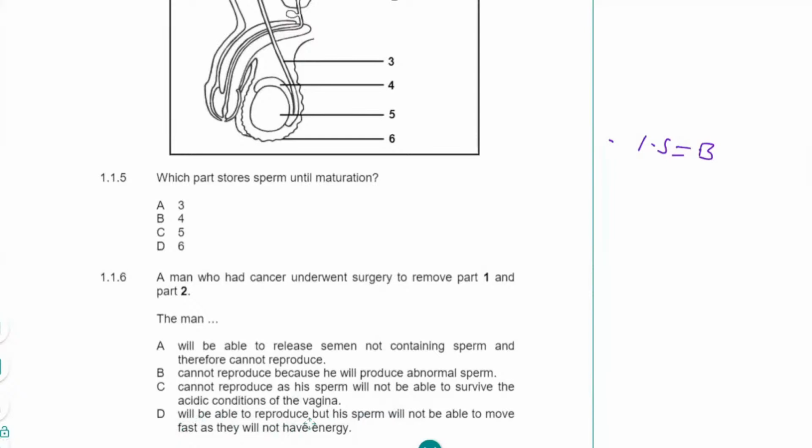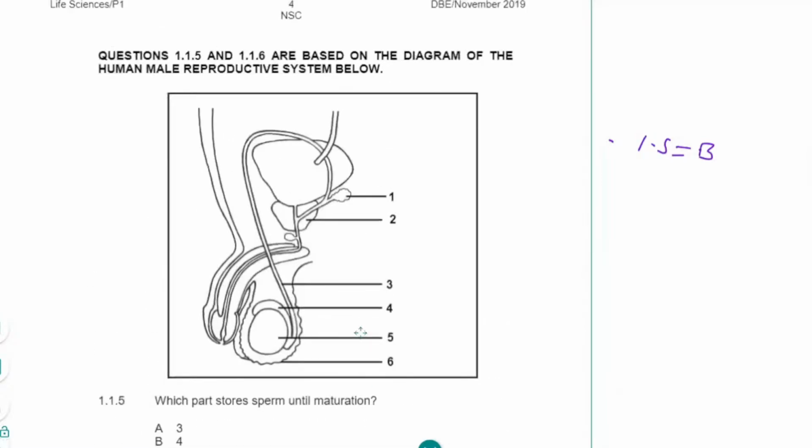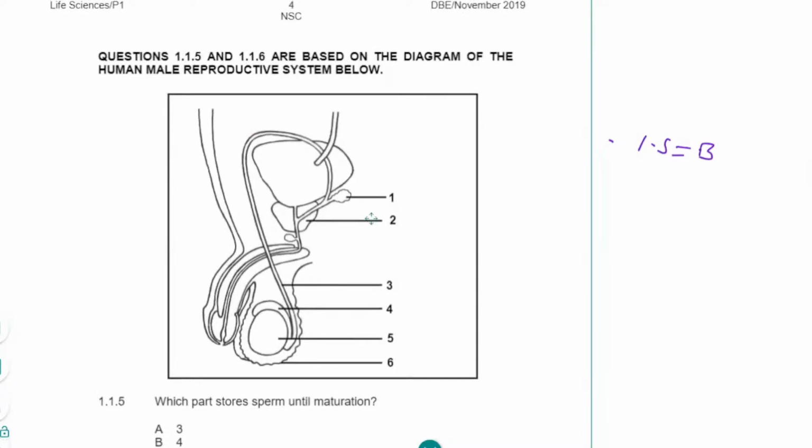Will be able to reproduce. Yes, the person will be able to reproduce, but his sperm will not be able to move fast as they will not have enough energy. Is there any other way a sperm will get energy if this is not being released? The answer is yes. Remember, a sperm has the mitochondrion in the middle piece. That's where the energy is coming from. So this one is just to facilitate the energy which is already there.